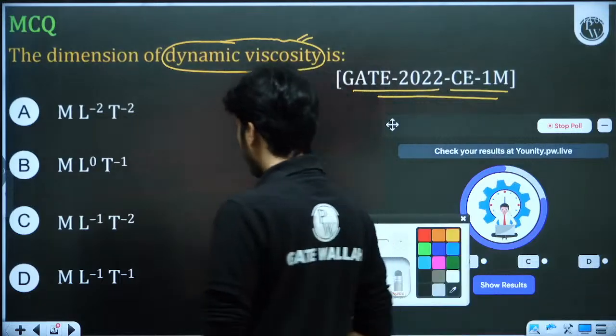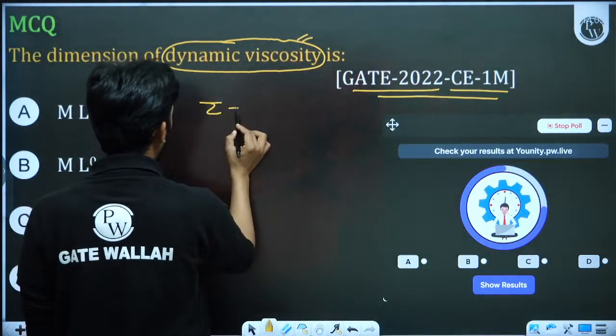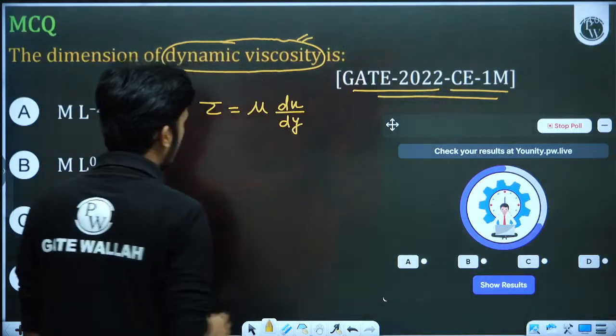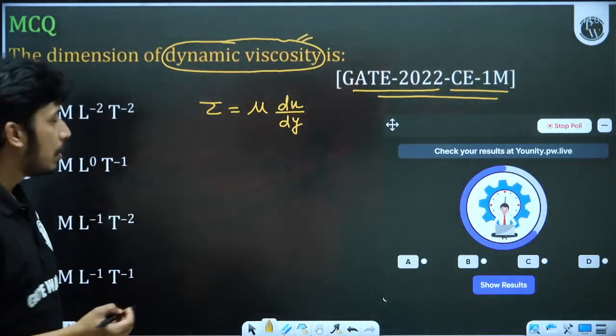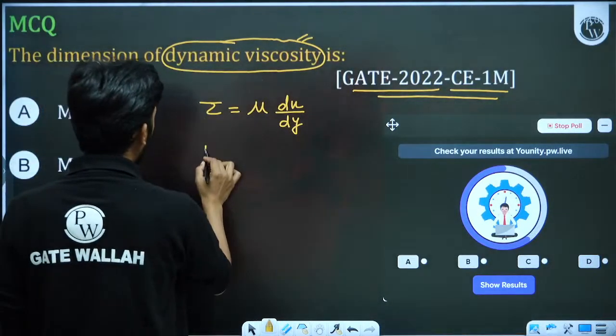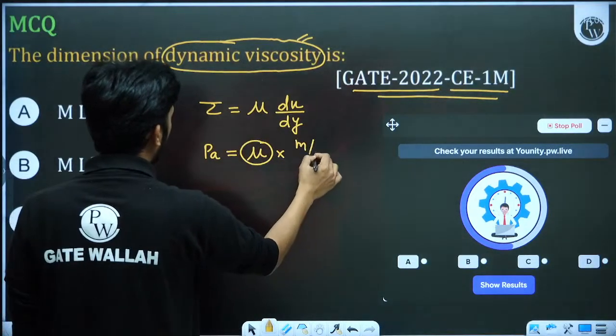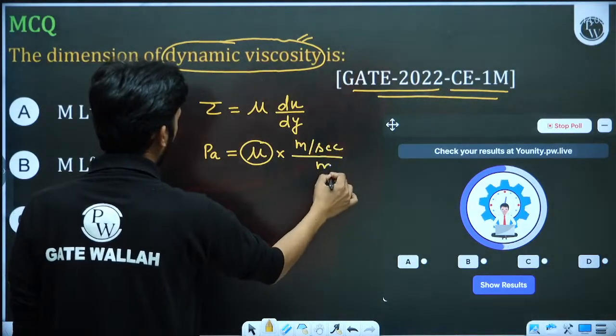So what is dynamic viscosity? Dynamic viscosity is represented by tau is equal to mu du by dy. So how can we calculate its unit? You know that tau is represented in Pascal. Mu we have to find out. Du you will represent in meter per second, and dy you will represent in meter.